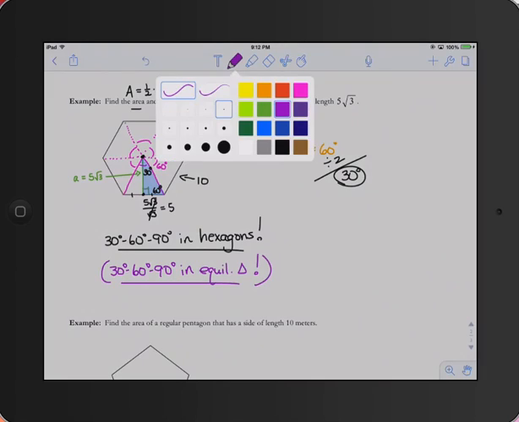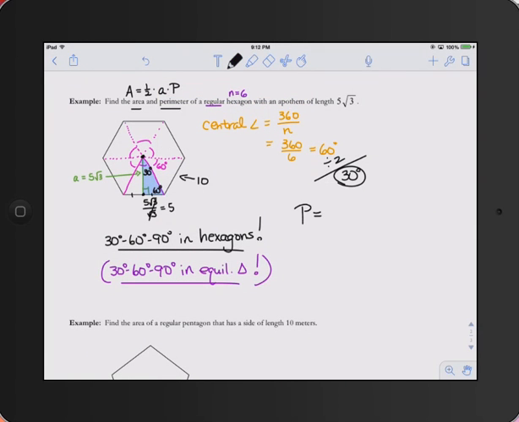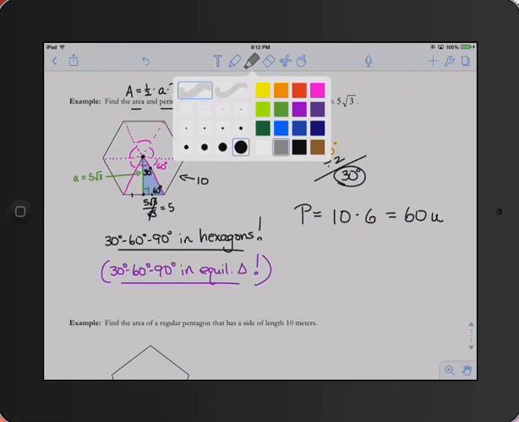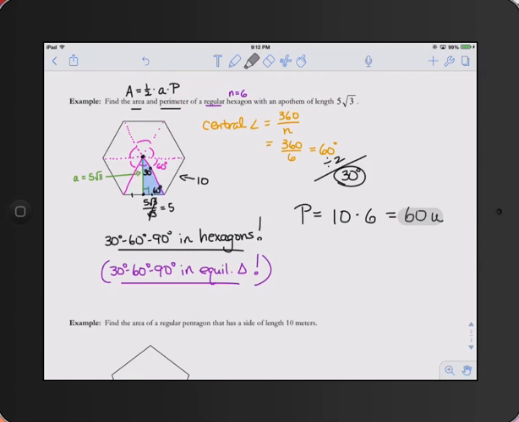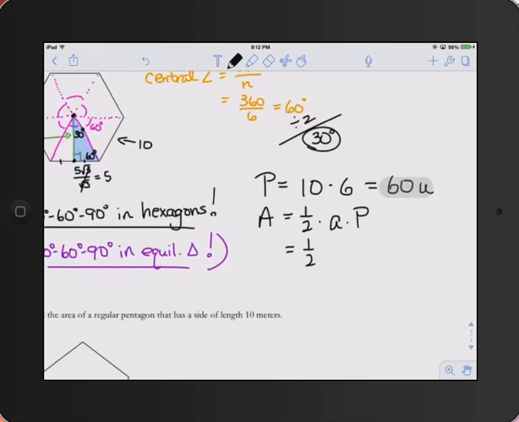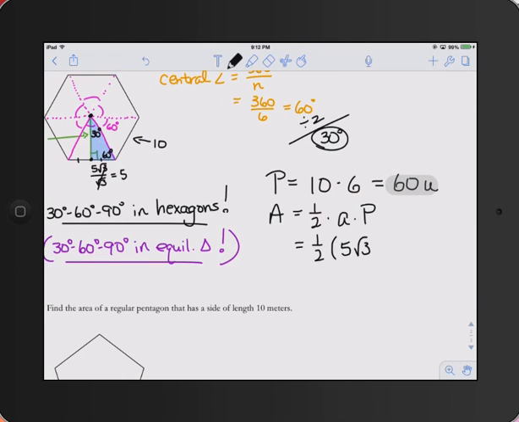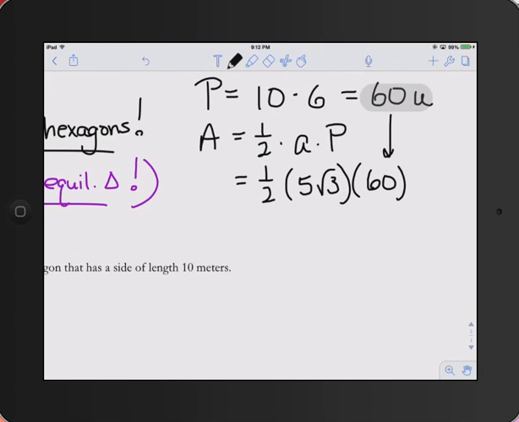Now, back to perimeter. Our perimeter is the length of a side times the number of sides. So our perimeter is going to be 10 times how many sides there are, 6. It's 60, and we don't have any units, so we're just going to say 60 units. Okay, and then our area formula is 1/2 apothem perimeter. So it's 1/2, the apothem was 5√3, and our perimeter, we just use the number we found, is 60. So do the perimeter before you do the area, because you need the perimeter to get the area.